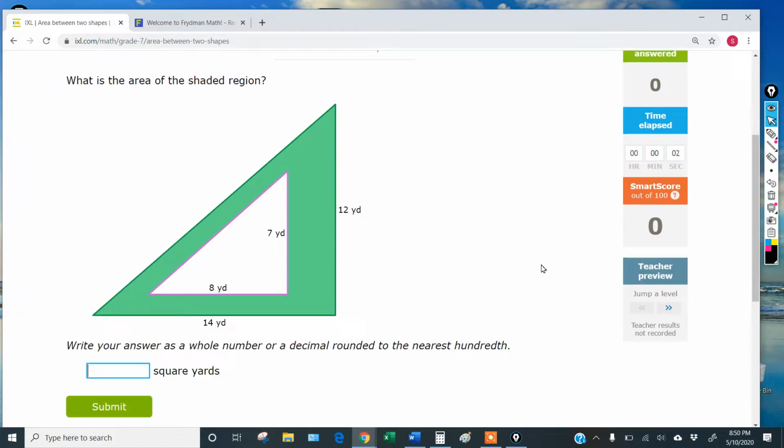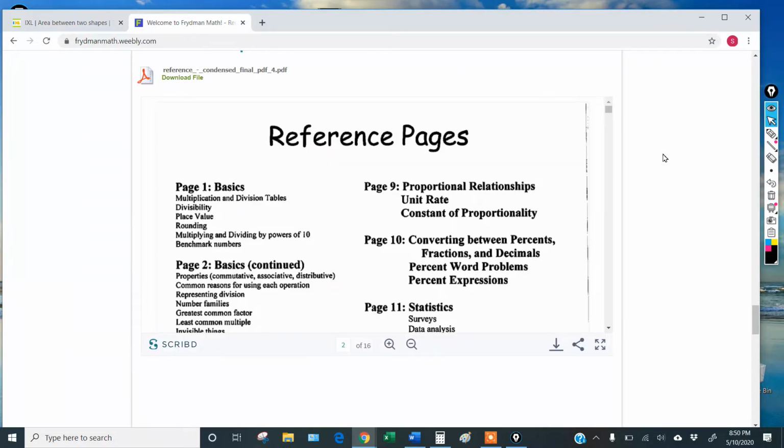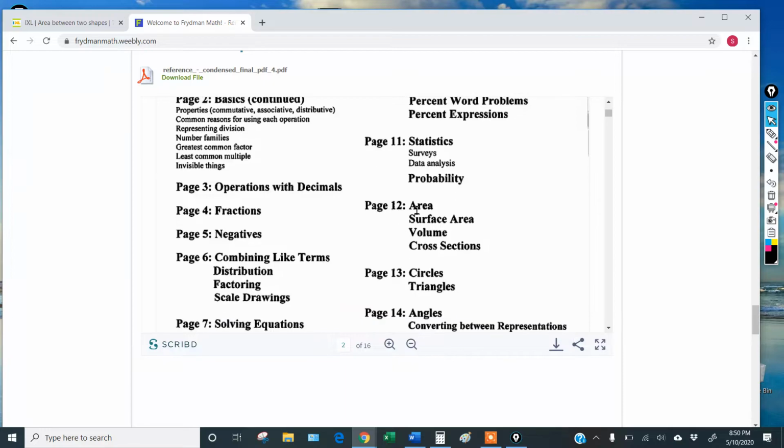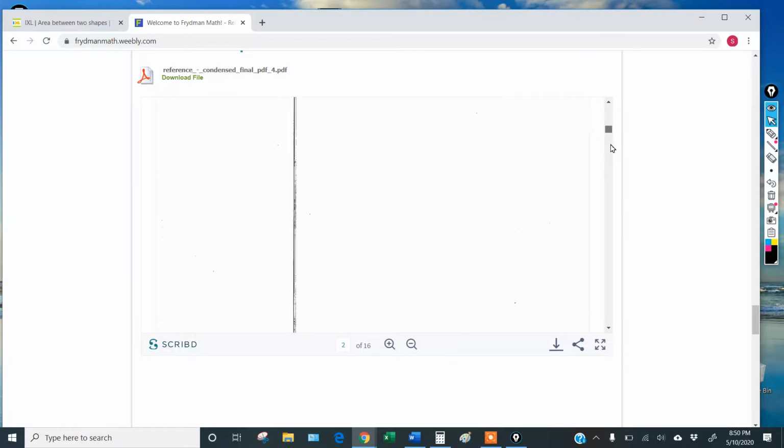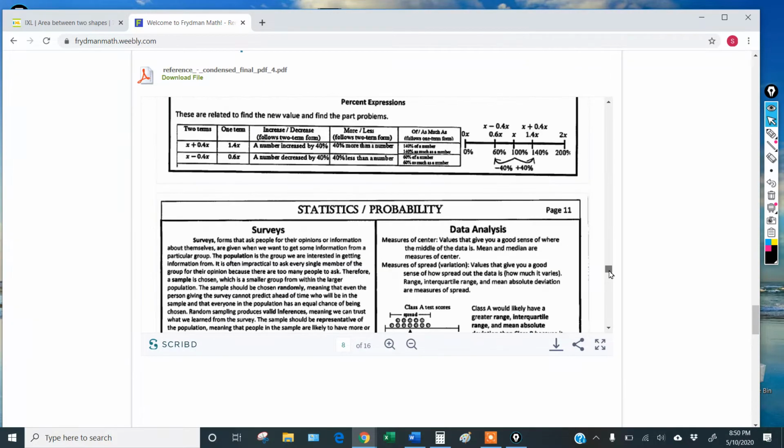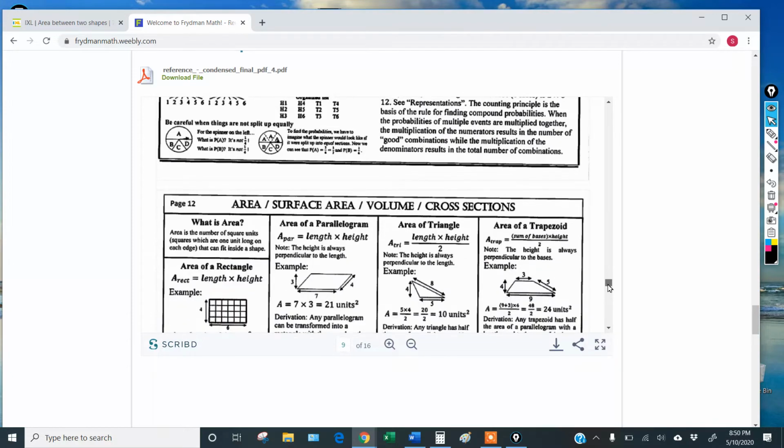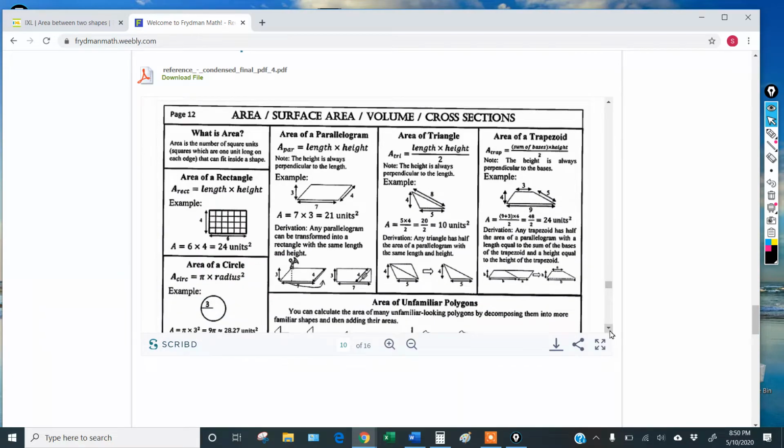All right, so before we do that, let's remind ourselves what the formulas for the areas of various shapes are. On the reference pages, page 12 is where we see area. So let's go down to page 12, which is right over here.